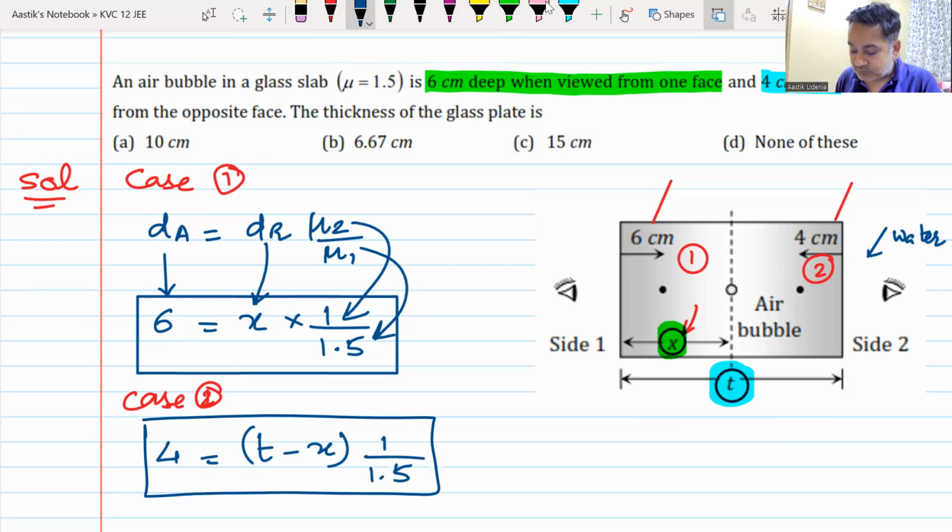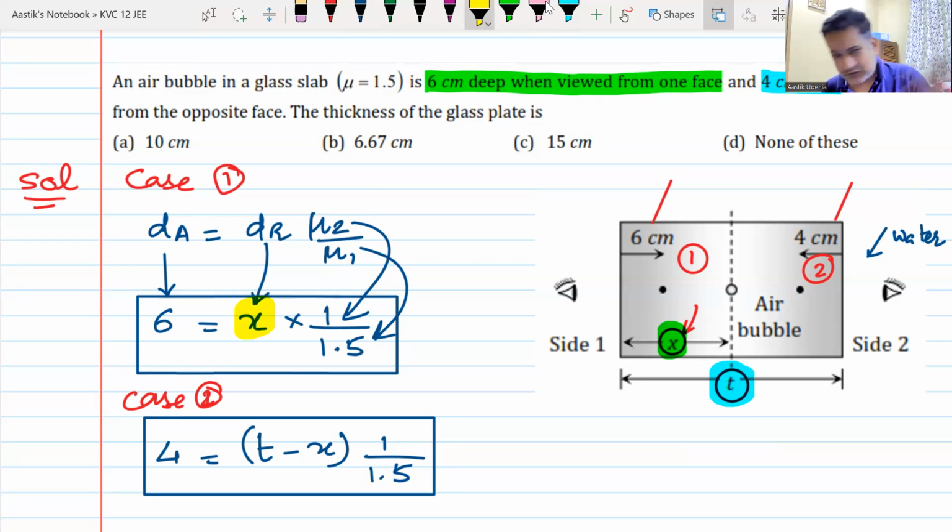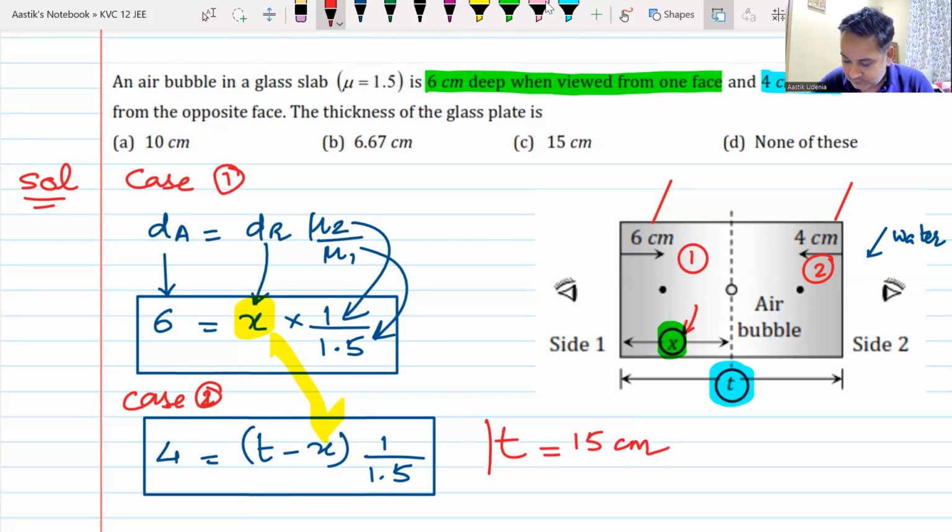Now these are the two simplest equations in the entire universe. You should be able to solve these two equations. I'm not going to tell you how to solve them. From the first equation, you can get the value of x, or you can equate the value of x from the first equation, put it in equation number 2, and you will get the value of t. I'm not going to solve it for you because then things are going to become worse. From these two equations, you should be able to tell me the value of t. And I think the value of t is coming as 15 centimeters. Yes or no? Yes, sir.